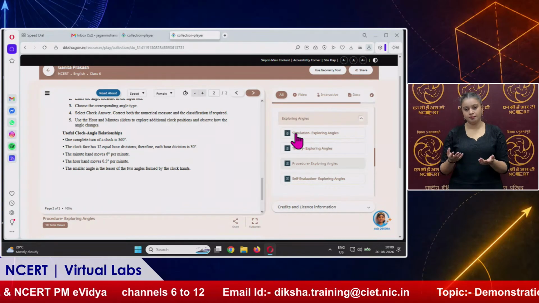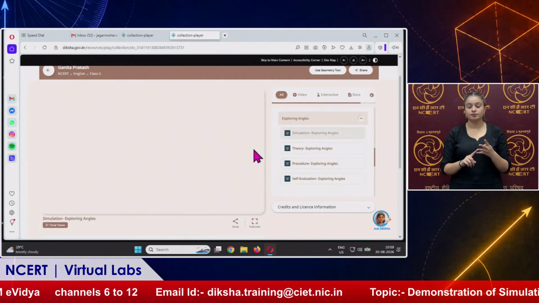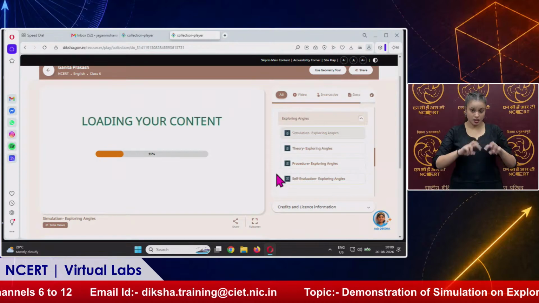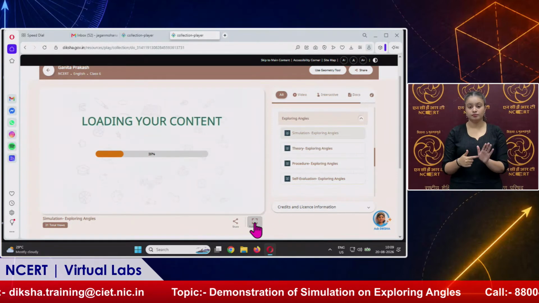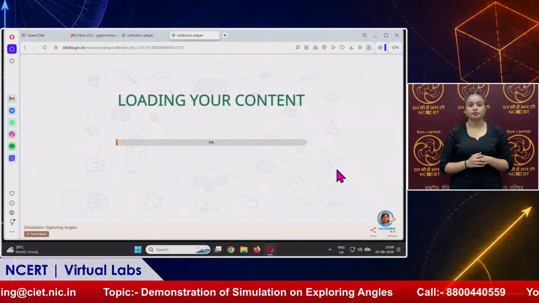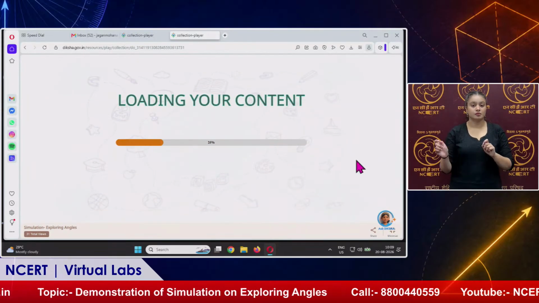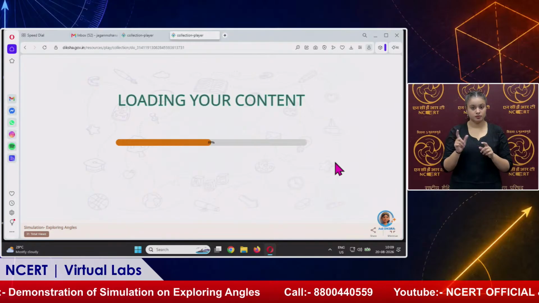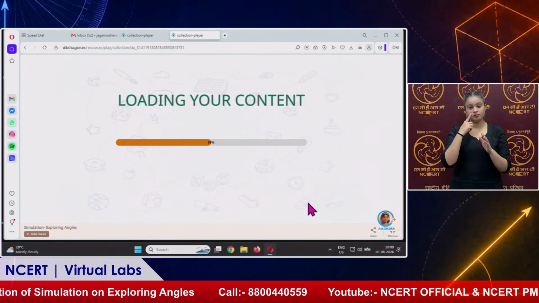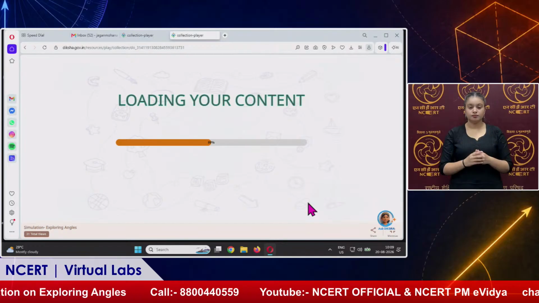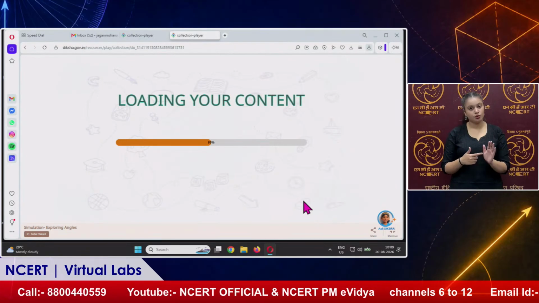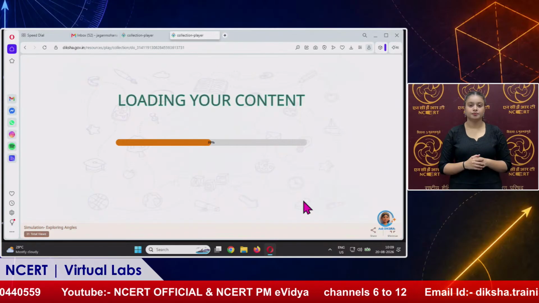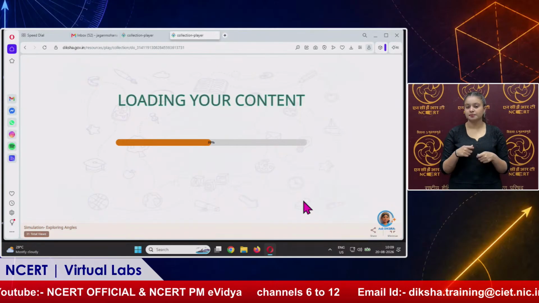And the third one is the simulation part. Here the main activities will start. I will just make the screen more visible, as a big screen. Now you could see here different types of icons will come, showing what type of activities we could perform through this particular simulation part. Give a minute, it's loading.